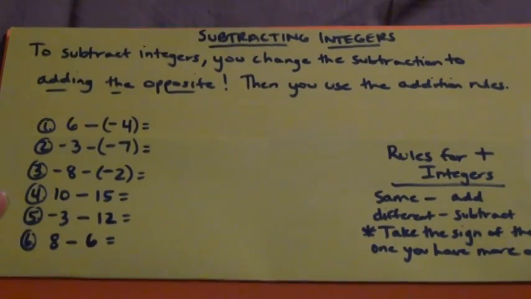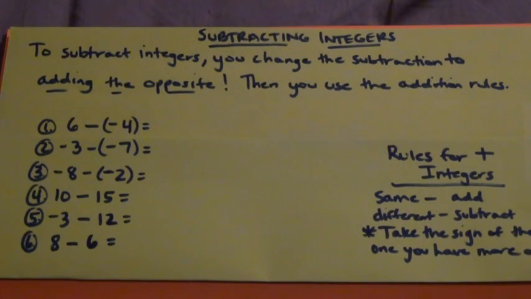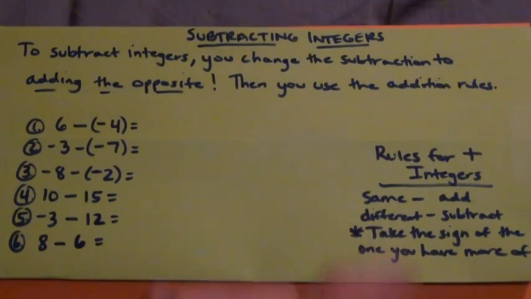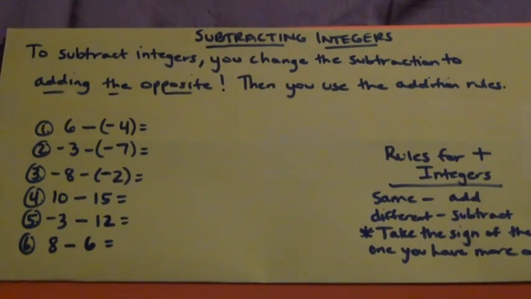So the rules for subtracting integers. To subtract integers, you change subtraction to adding the opposite. Then you use the addition rules. We don't want to remember a bunch of new rules, so we can just reuse the rules we learned the other day. So the rules for adding integers are: same sign add, different sign subtract, take the sign of the one you have more of. So first we're going to change each problem to adding the opposite.